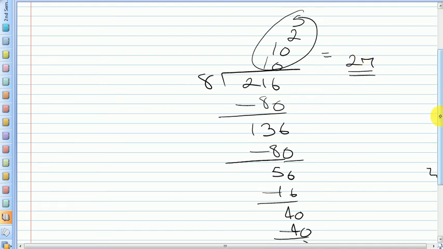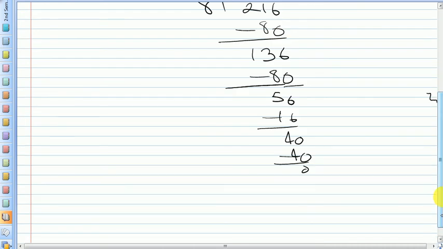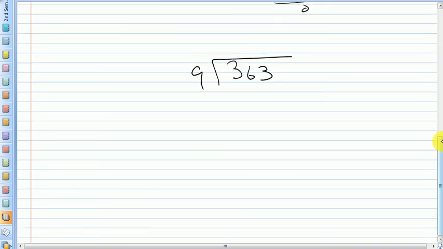Now, this method can also be used with remainders, okay? Remainders, decimals, decimal fractions, whatever you want to call them. So let's say we have 363 divided by 9. Again, students are going to guess. Let's say this time the student guesses 20. So we write down 20 where it belongs over the 63. 20 times 9 is 180. We subtract, we get 183.